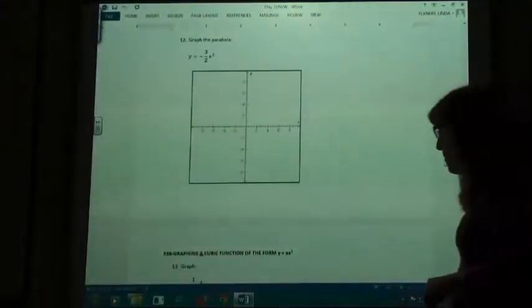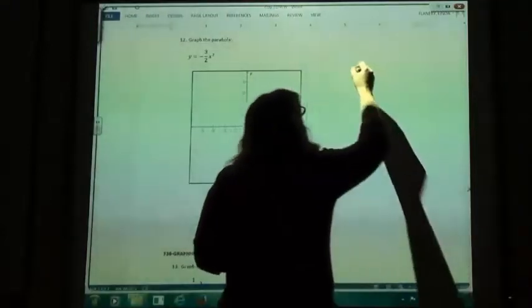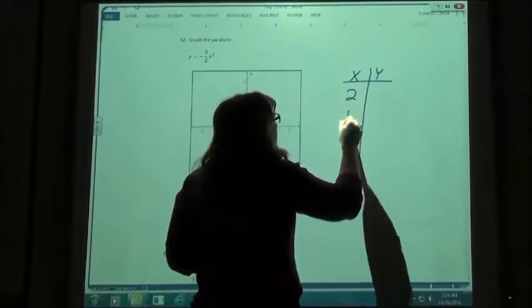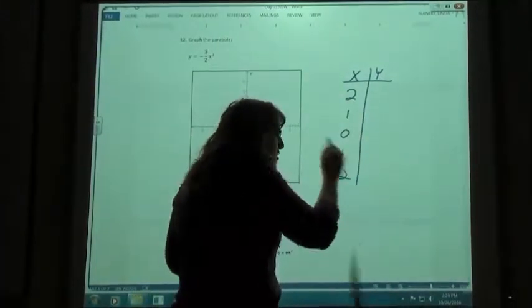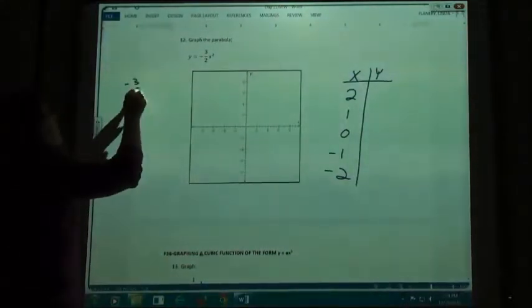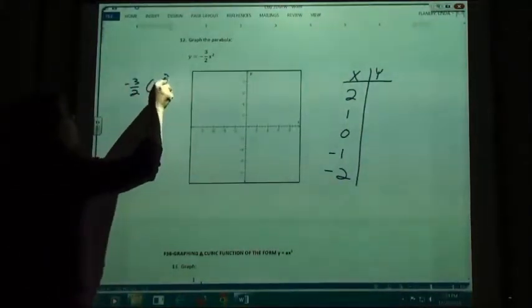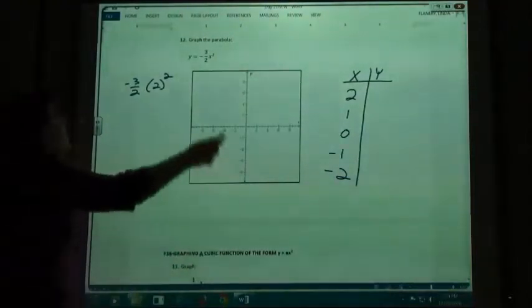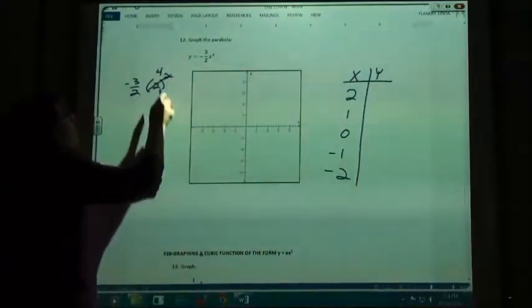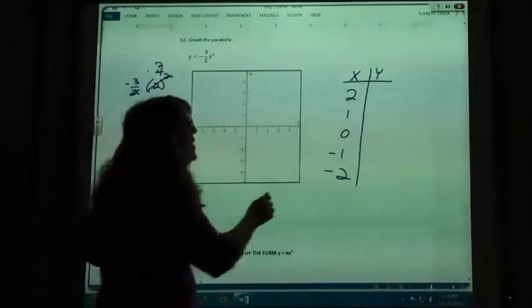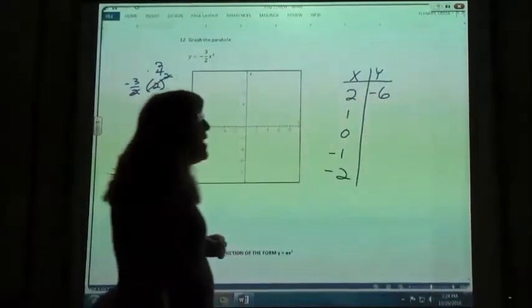So number 12, same kind of thing, I'm graphing my parabola. I know hopefully by now that in my table I'm going to use 2, 1, 0, negative 1, and negative 2. So negative 3/2 times 2 squared. Now if you're really bad with fractions, you could just put it into your calculator just like that. It should give you the correct answer. 2 squared is 4. 2 goes into 4 2 times. 2 times my negative 3 should be negative 6.